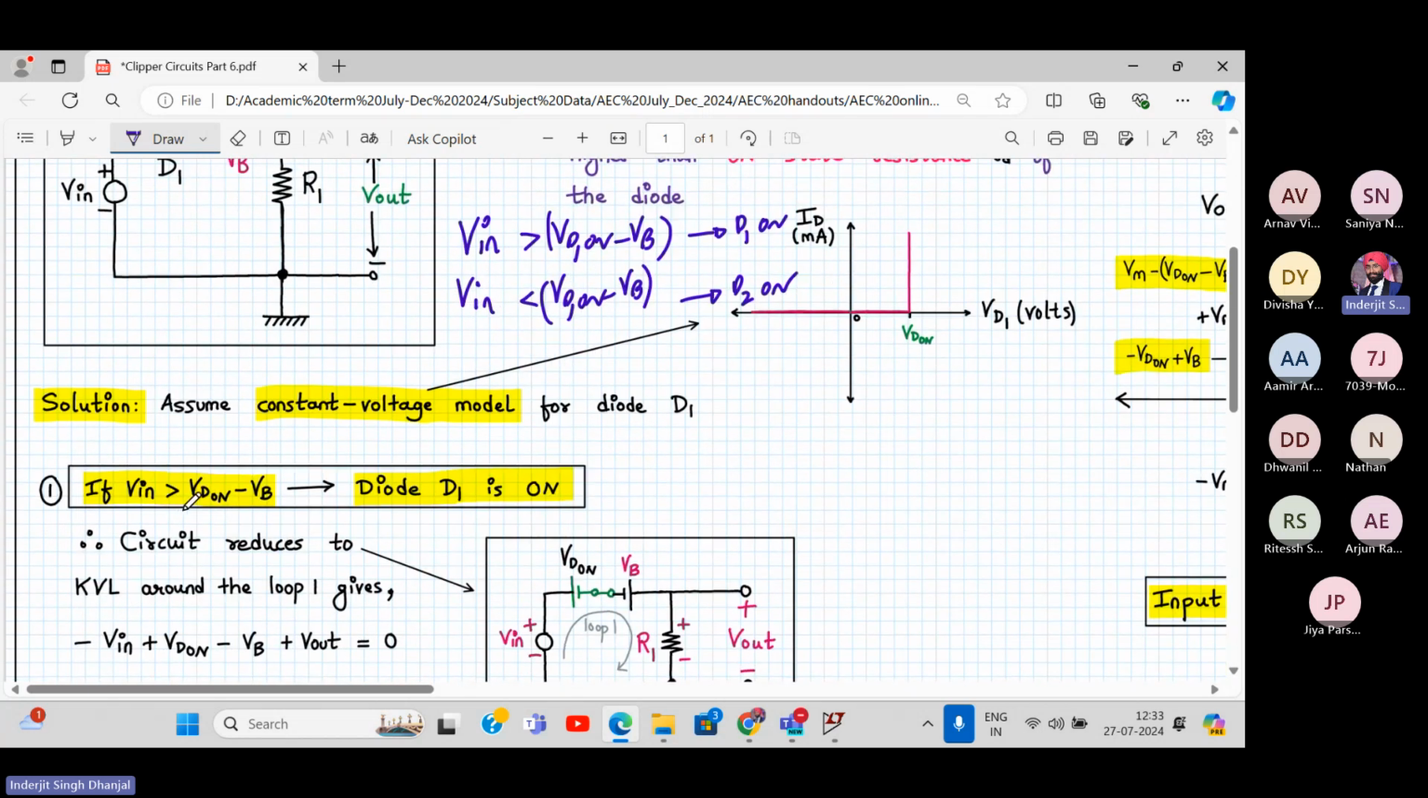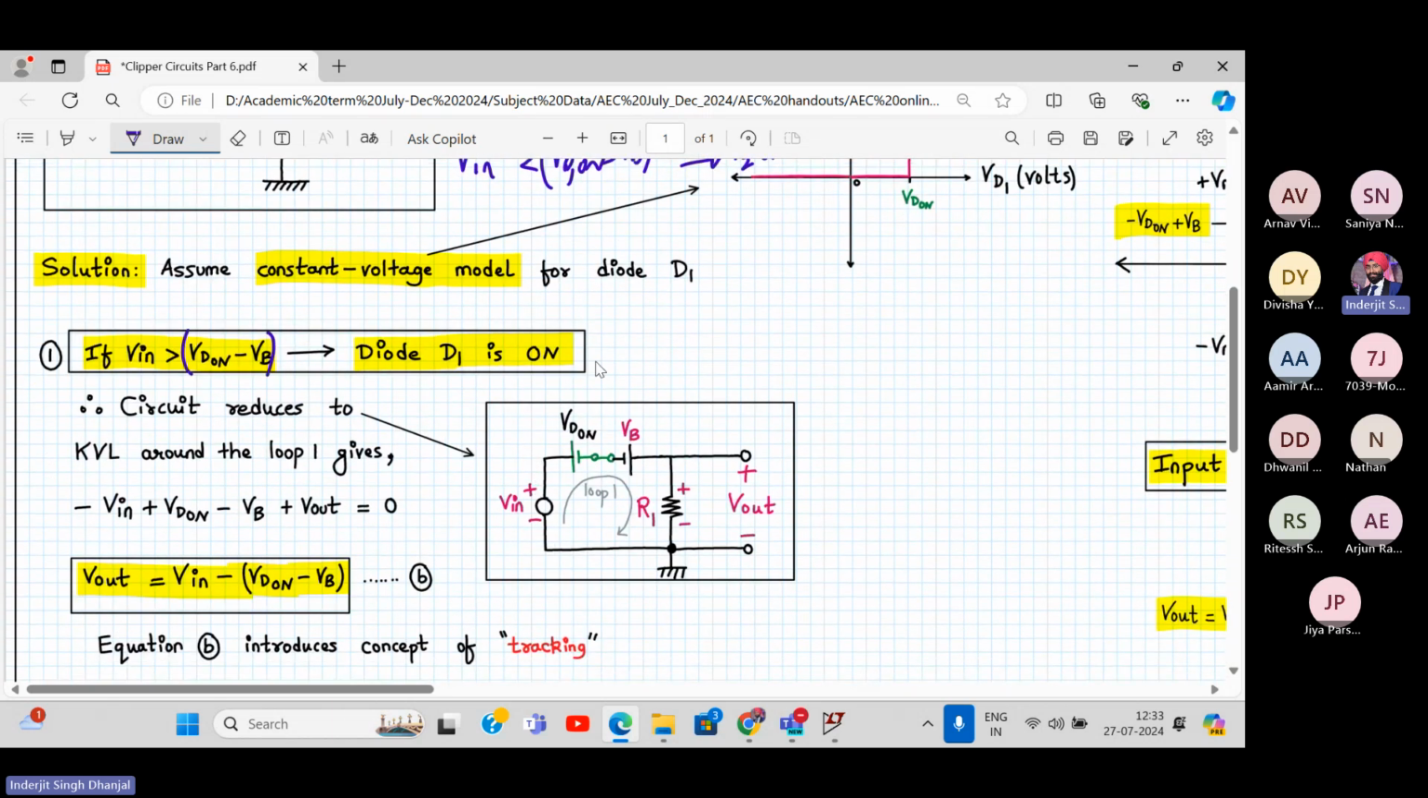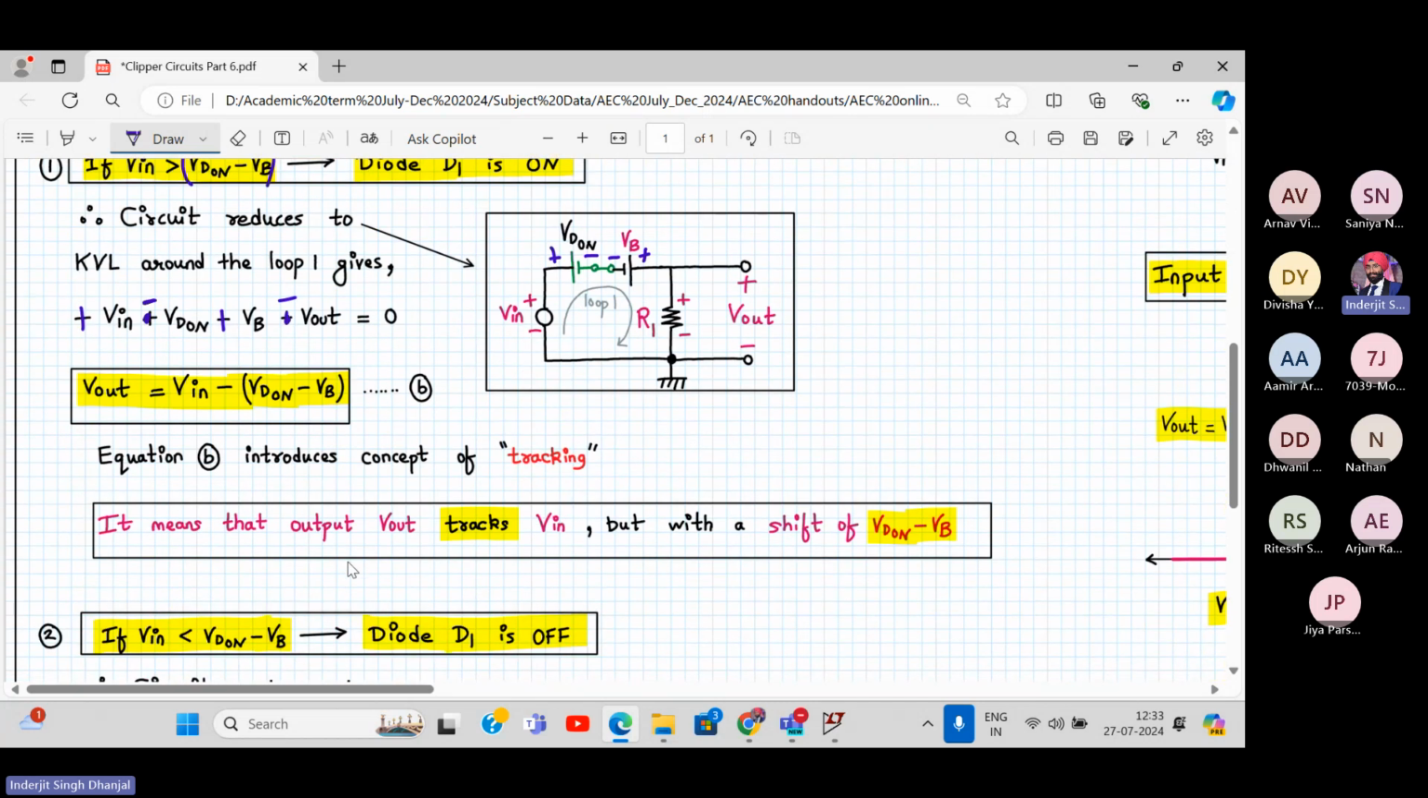Understood this? Now let's go over here. See, Vin greater than VD1 minus VB, the diode is on. And when the diode is on, it is replaced with a short circuit with VD on. And you apply the KVL over here, what you will get: plus Vin minus VD on plus VB. Here it is minus VD on because it is fall in potential. Here it is rise in potential. So again plus VB minus Vout is equal to 0. So Vout will be equal to Vin minus VD on minus VB. See the clipping level, only the shift is changed now. That's it. So again, there will be a concept of tracking.